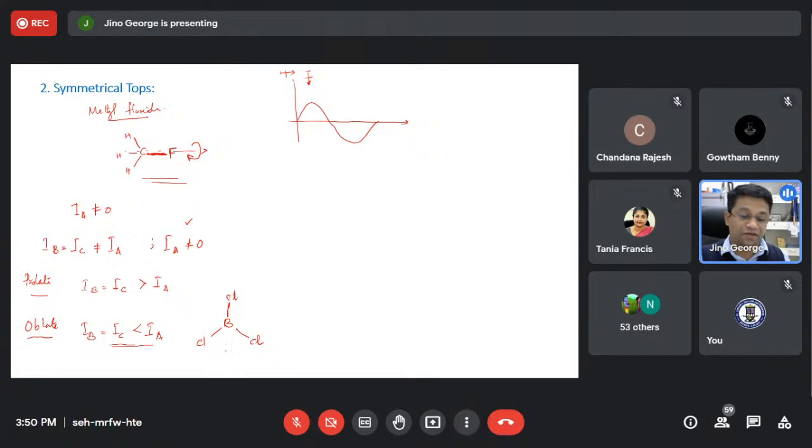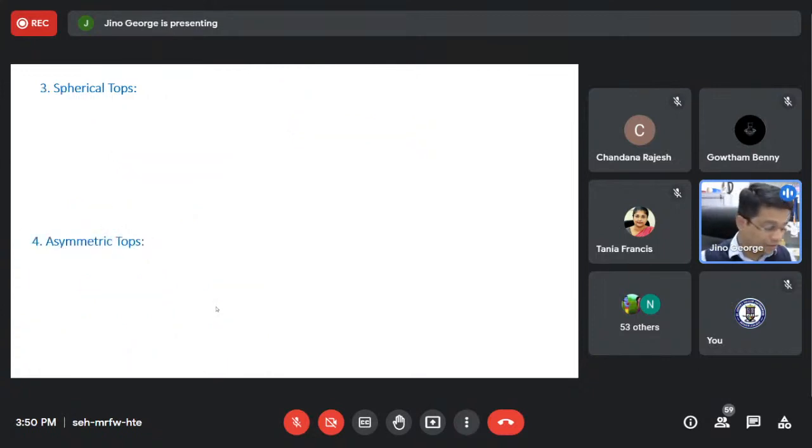Whereas if you take one of these axes as the principal axis, rotation with respect to this axis will give you an IA value which is greater than the others. Maybe that's where you take it, and then we go further. I can show you the next situation. This is a much more familiar molecule that we discussed in many of the classes: CH4, methane.